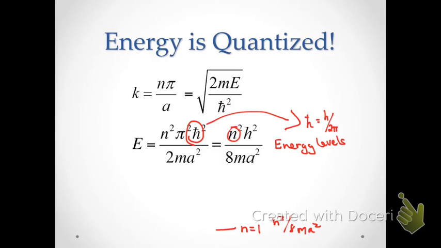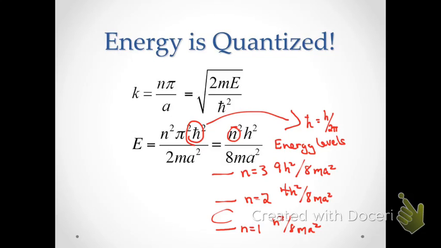For example, when n is equal to 1, the energy is h squared over 8ma squared. When n is equal to 2, we have 4h squared over 8ma squared. When n is equal to 3, we have 9h squared over 8ma squared. So we have these energies as allowed, and of course we can do it for n equal 4, etc. But you'll notice that because n can't be, for example, 1.5, we can't have any values in the regions between the levels. So we have levels, we have quantized energy, we do not have continuous energy, as we did in the case of the free particle.